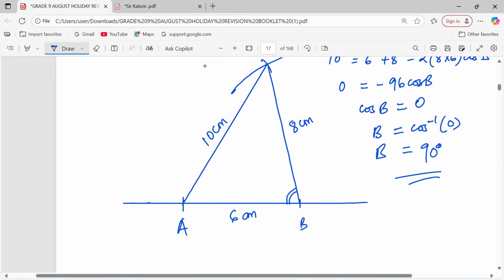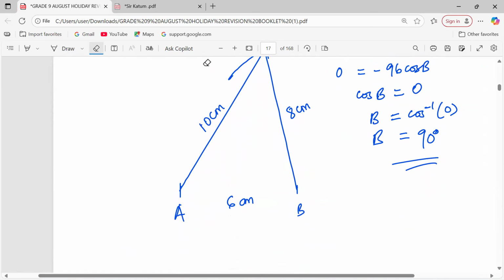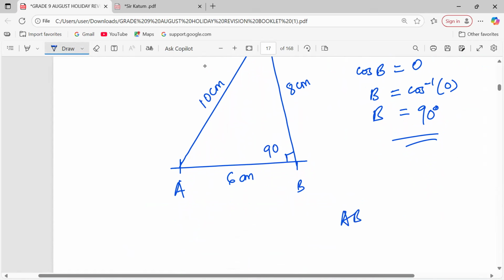Therefore, once you measure this angle, or even before you measure it, you're supposed to know that this angle shall automatically be 90. So the angle ABC is supposed to be 90. And true, you can see that it's exactly 90.